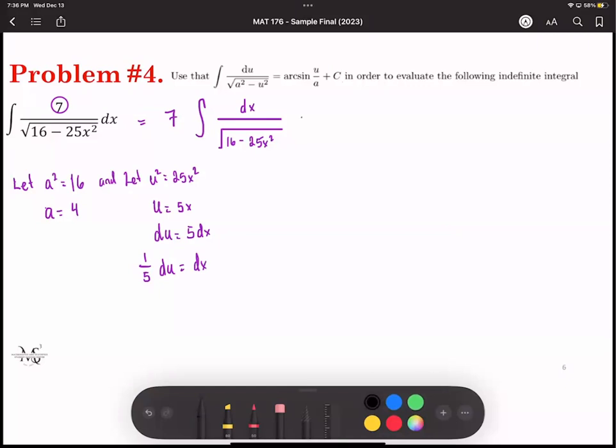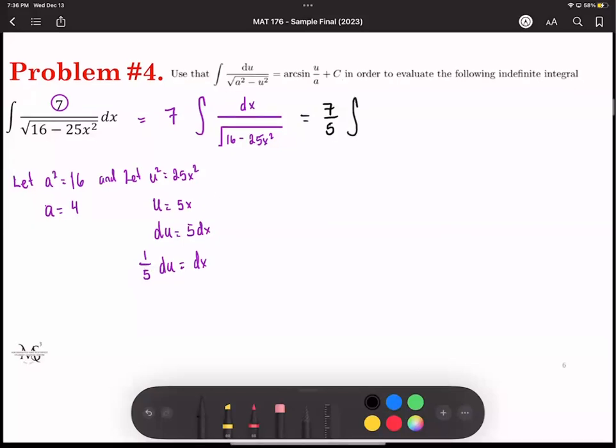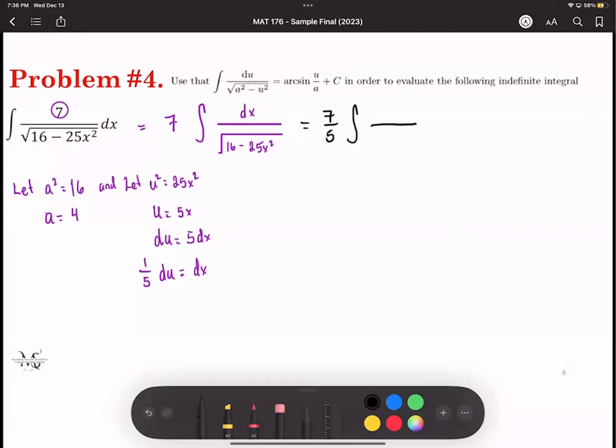So if we do a change of variables now, this integral that I have in terms of x, if I rewrite in terms of u, it will look like the following. We'll have 7 over 5. Note that I get the over 5 because we have 1/5 du. That 1/5, I'm pulling it out of the integral as well. So it's 7 over 5 times the integral of du over the square root of a squared minus u squared.